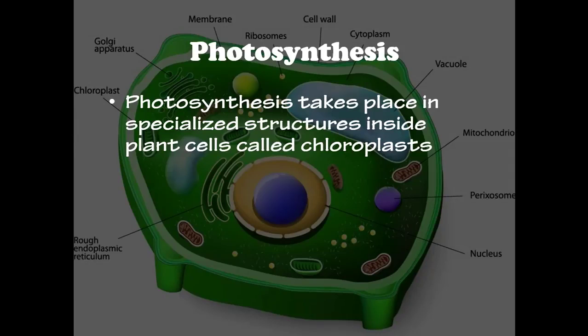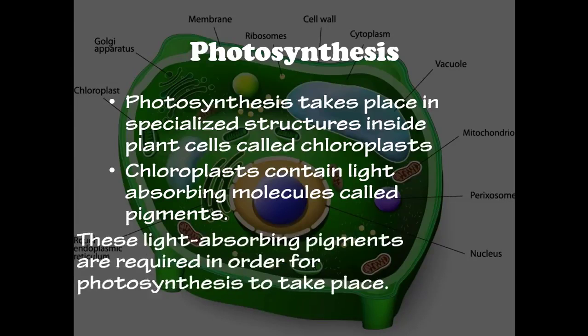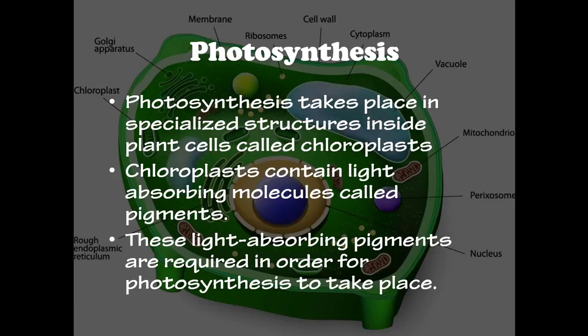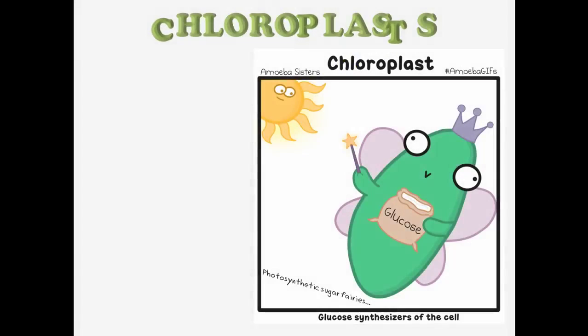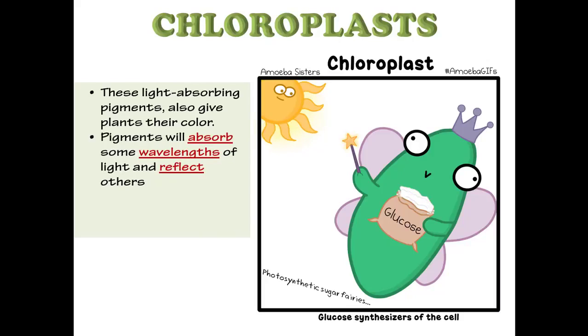Photosynthesis takes place in specialized structures inside the plant cells called chloroplasts. Chloroplasts contain light-absorbing molecules called pigments. These light-absorbing pigments are required in order for photosynthesis to take place. These light-absorbing pigments also give plants their color. Pigments will absorb some wavelengths of light, but will reflect others. We see the color or colors that the pigment reflects.